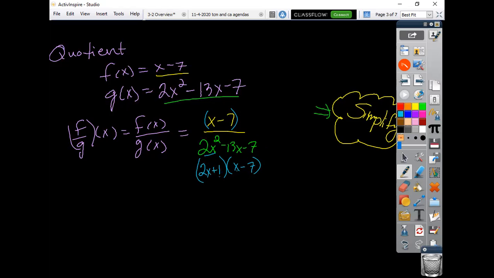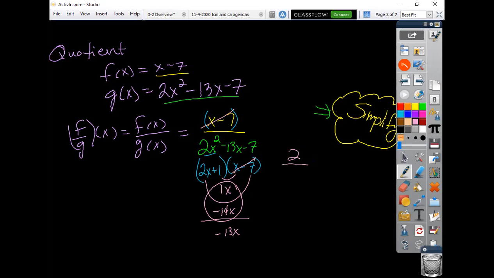And then just double check and see if it does work here. We've got a 1x there for the middle. We've got a negative 14x there. And when you combine these two together, does that make my negative 13x in the middle? It sure does. So now what happens here is this factor and this factor divide out.